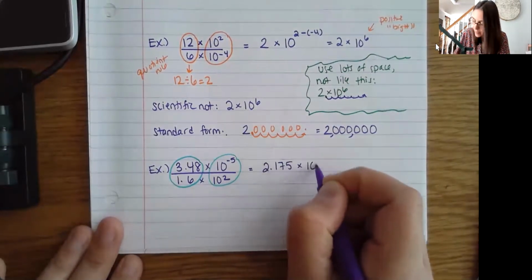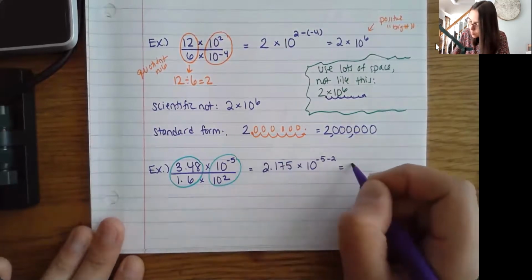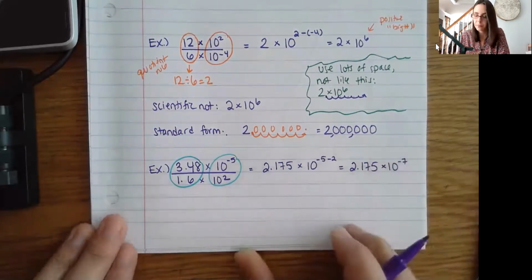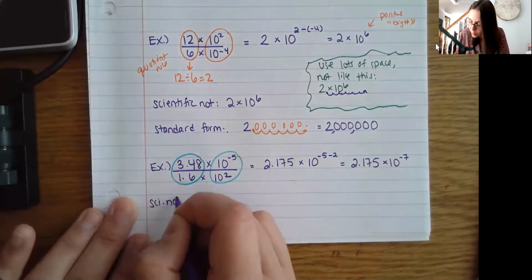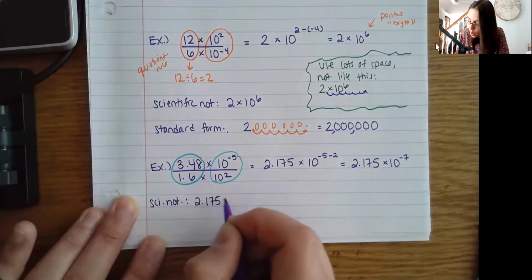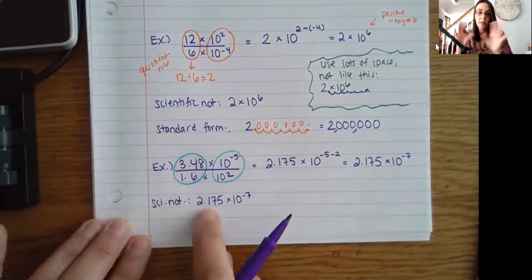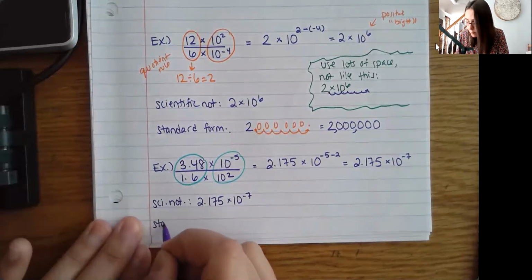And then I'm going to go ahead and subtract my exponents. So -5 minus 2. So I get 2.175 times 10 to the -7. So this is already in scientific notation. I'm just abbreviating here. Because that 2.175 is already between 1 and 10. So if it's already between 1 and 10, then the scientific notation is done. If it's not, then you have some work to do, depending on how you want your answer.